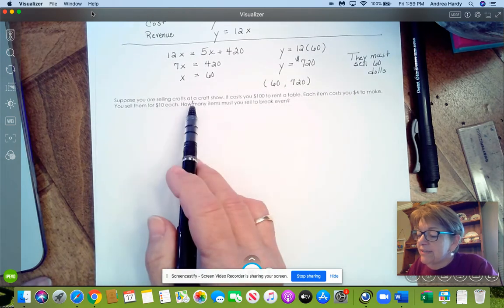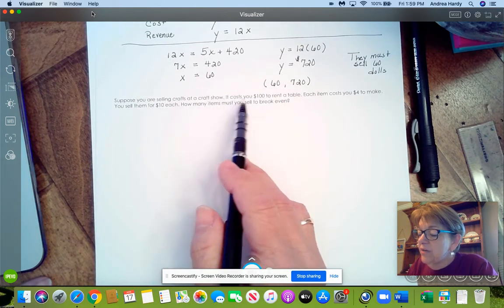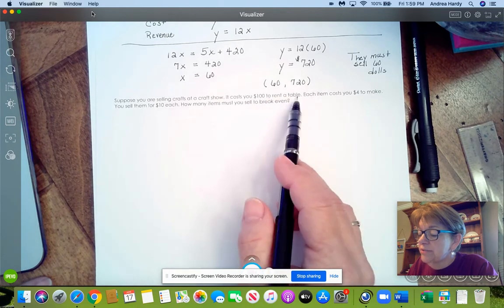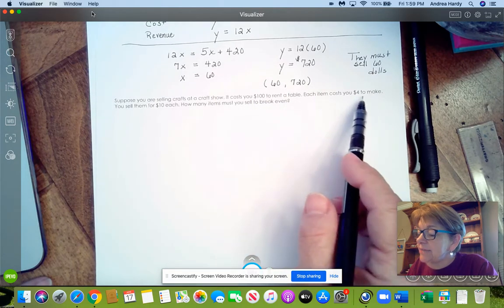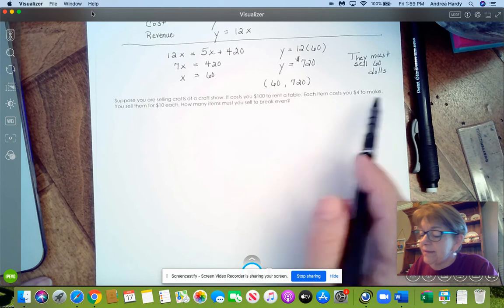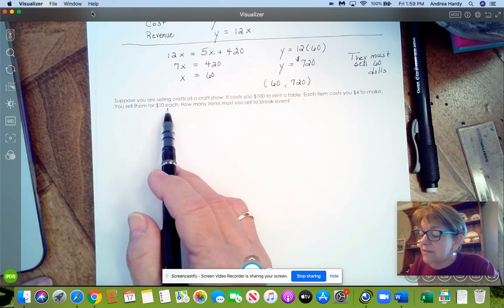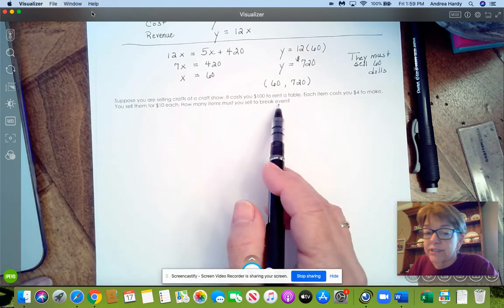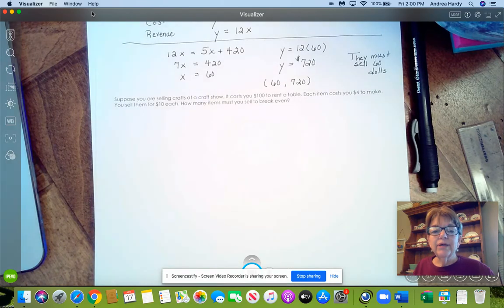Suppose you were selling crafts at a craft show. It costs you $100 to rent a table. Each item costs you $4 to make. You sell them for $10. How many items must you sell to break even? I always read the problem first. Read the whole thing so I'll know what we're talking about, okay? And I can see now that we're talking about selling crafts at a craft show.